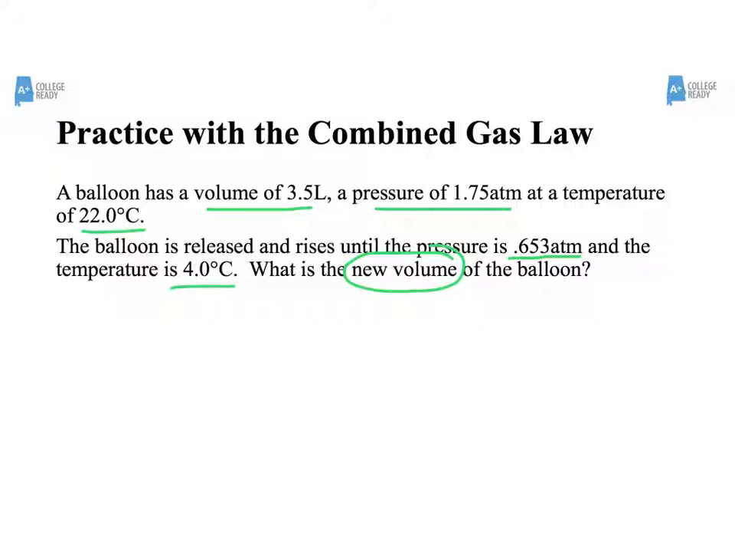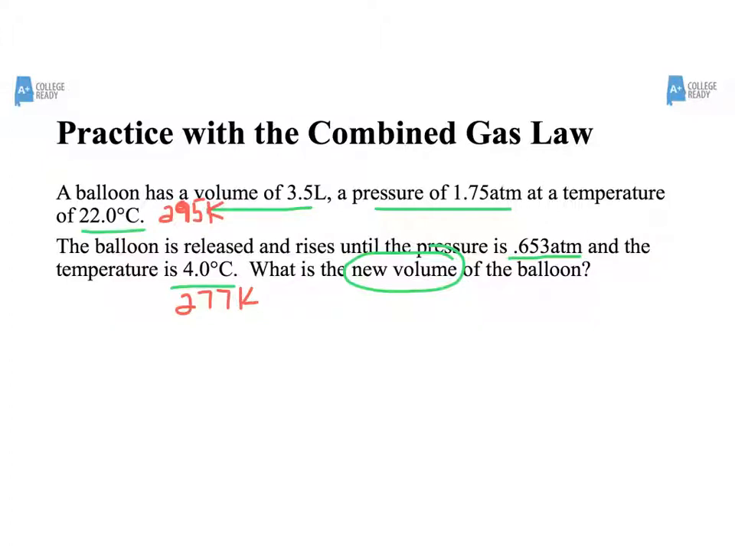So let's start with what we know. First, we've got to check our units. Now notice that our temperatures are not in Kelvin, which means we're going to have to change them and make them into Kelvin. So let's go ahead and change those. 22 degrees Celsius plus 273 gives us a new temperature of 295. And 4 degrees Celsius plus 273 gives us a new temperature of 277. And remember that these are Kelvins.